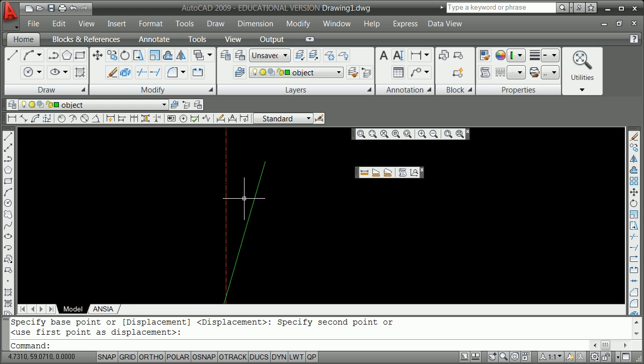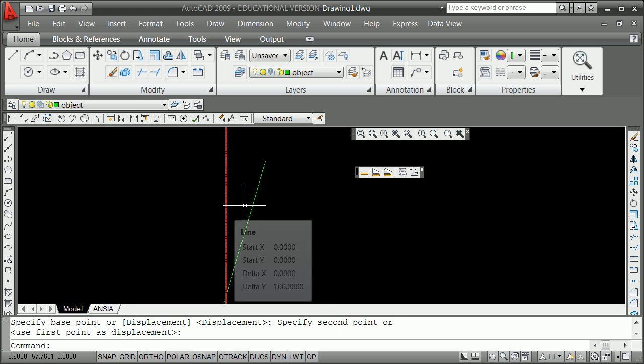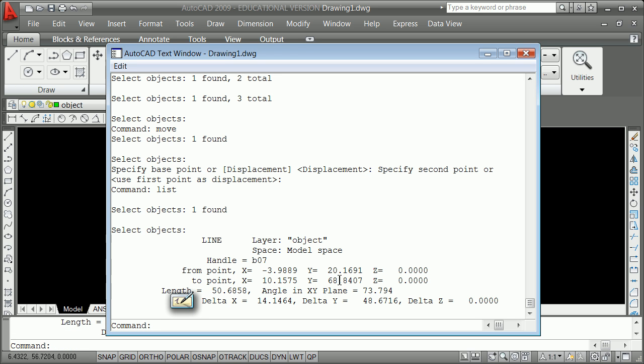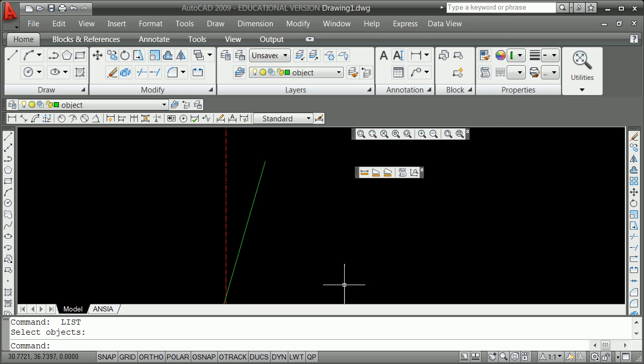Well, what you're going to do is get the shift in the slope-intercept, because you know it's going to be the same slope, you're just going to take the 5 and divide by the cosine of the direction. So let's see what that looks like. So we're going to say here, list this line, and it has a direction of 73.794. Alright, so I'm just going to take this right here.